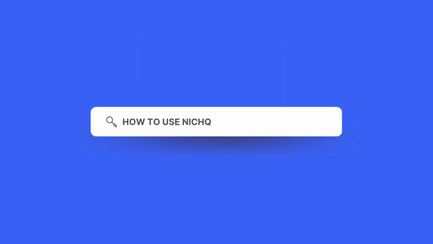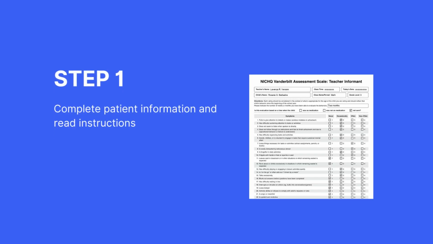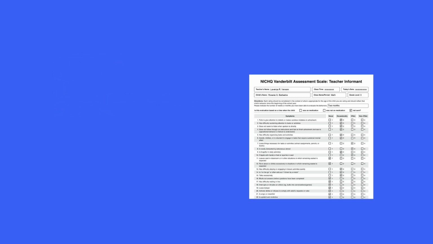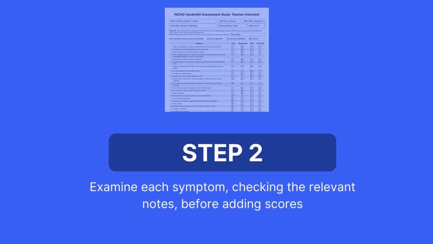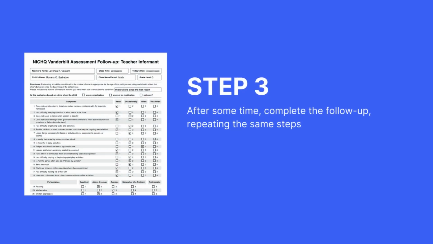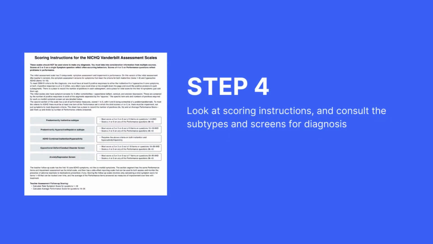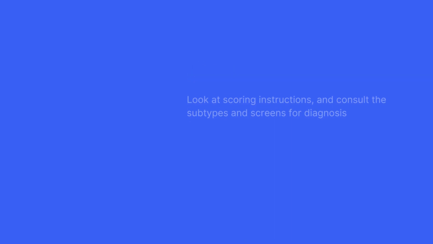Here's how to use the NICHQ Vanderbilt assessment effectively. The first step is to complete the patient information and read the relevant instructions. You will then need to examine each symptom, checking the relevant notes before adding scores. Step 3 outlines that after some time, you'll need to complete a follow-up, repeating the same steps as Step 1 and Step 2. To complete, look at scoring instructions and consult the subtypes and screens for a rough diagnosis.